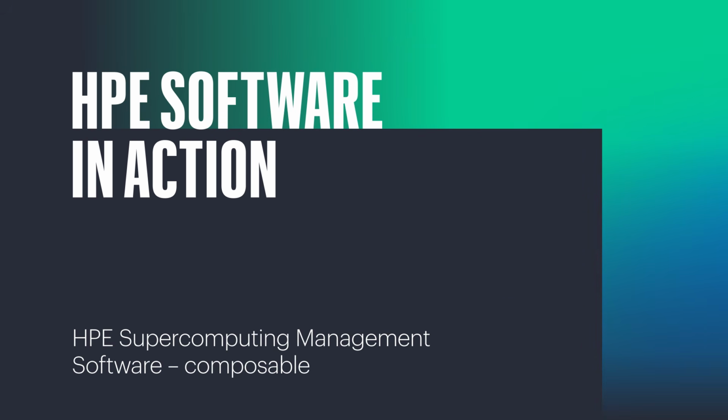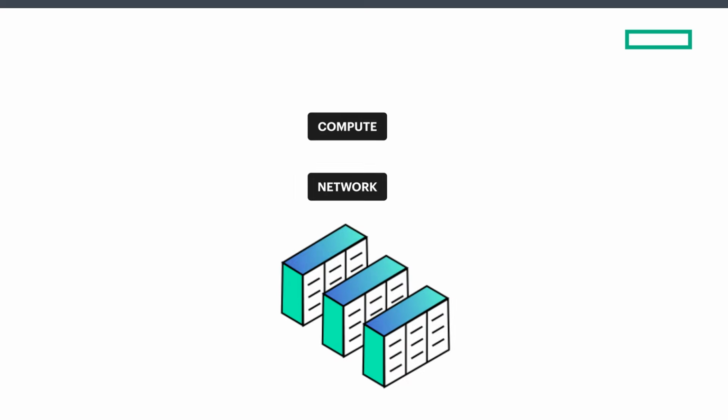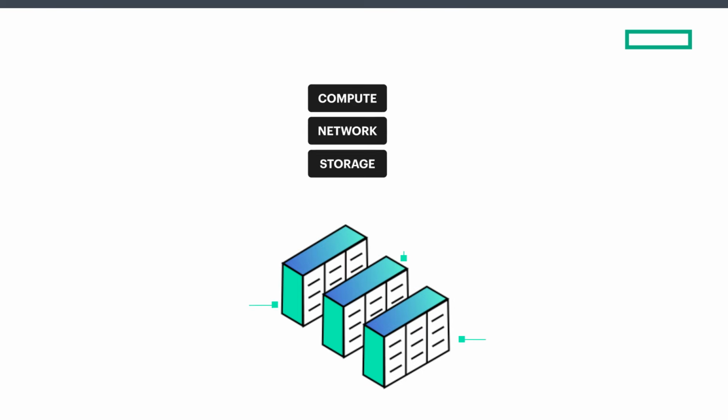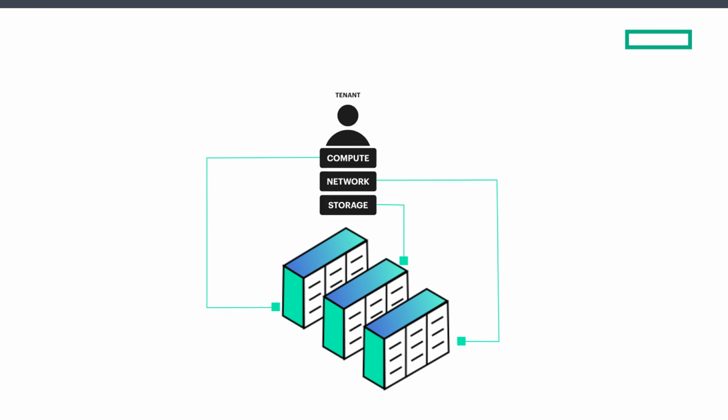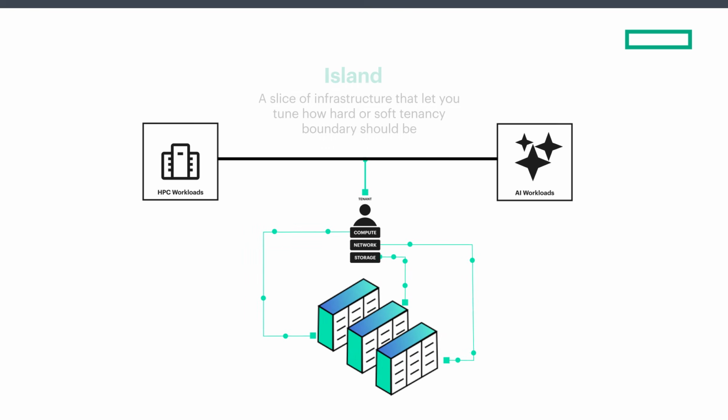HPE Supercomputing Management Software, Composable, or SUM's Composable, is the missing layer between traditional system management and tenant workload software. It gives an infrastructure administrator the ability to slice up the system across compute, network, and storage, and then assign those slices to tenants, who can then run both HPC and AI workloads on their allocated resources. We call those slices islands, and they let the administrator tune how hard or soft the tenancy boundary should be.